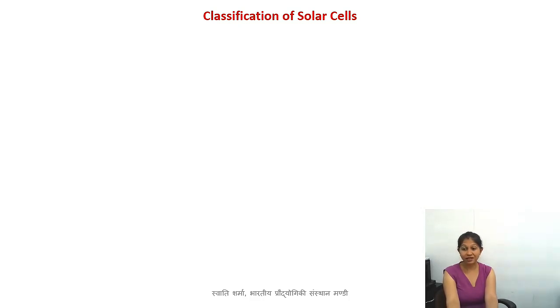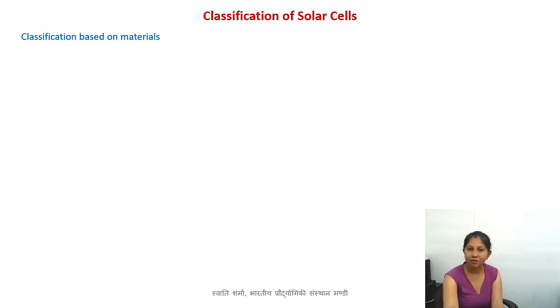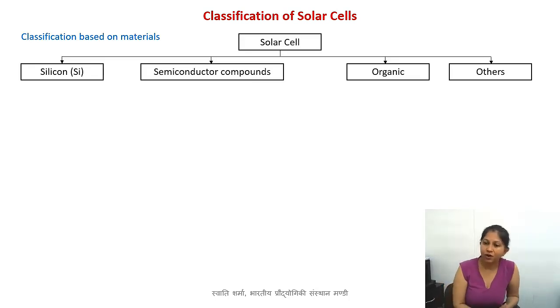The answer is yes, we can also classify them based on the technology or based on the design of the device. So let us first talk about the material-based classification. As I mentioned before, 90% of the currently commercially available solar cells are made of silicon. In addition to silicon, now there are a lot of other materials that are being explored. Research is going on in order to improve the overall efficiency of the solar cell.